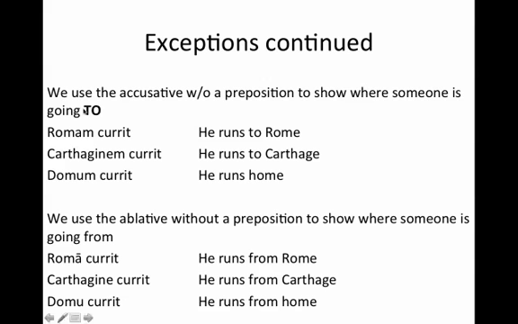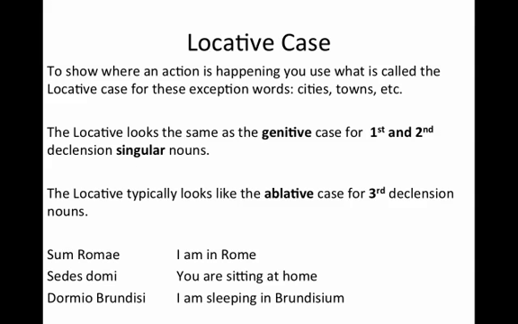So if you're going towards something, all you're going to use is the accusative case. There's no ad plus the accusative, just the accusative. So he runs to Rome, he runs to Carthage, he runs home. If you're trying to show where you're going from, you're just going to use the ablative without a preposition. So again, you don't need the word ab, A-B. You're just going to use the ablative. So he runs from Rome, he runs from Carthage, he runs from his house.